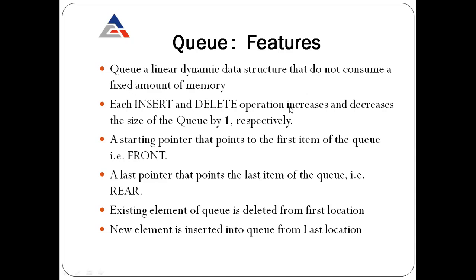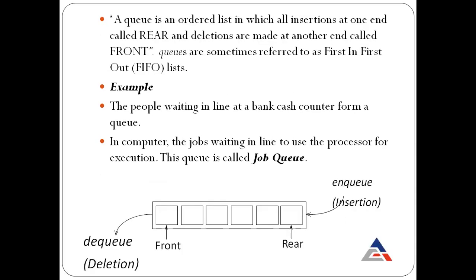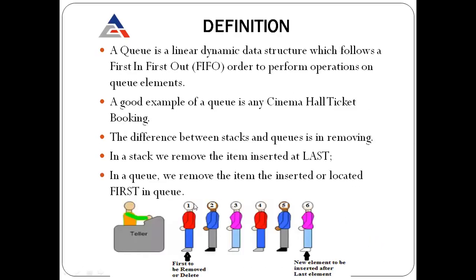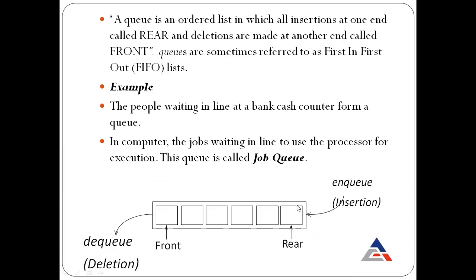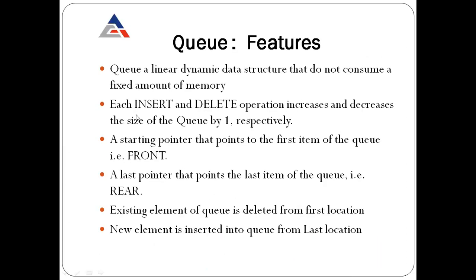Each insert and delete operation increases or decreases the size of the queue by 1. So whenever we insert an element in a queue, the number of elements increases by 1. You can see in this image, earlier it was 1 person in the queue. When the second person comes, 1 plus 1 becomes 2. When the third comes, 2 plus 1 is 3. Then 3 plus 1 is 4, 4 plus 1 is 5, 5 plus 1 is 6. It means each insert and delete operation increases or decreases the size of the queue by 1. If you remove one person from the queue, automatically the number of persons in that queue is reduced by 1.